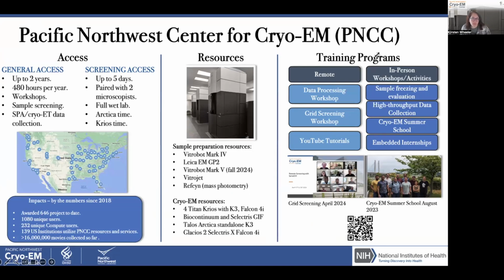We have two proposal types, one of which is our screening access proposal, which allows up to 2 users to come on site for up to 5 days of sample preparation and screening with staff. Then we also have our general access, which is 480 hours of microscope time over 2 years. The time is utilized for screening and data collection. Our screening access is actually aimed specifically at low resource institutions, however. Approved general access proposals are also eligible for training workshops, which cover topics from sample preparation through to data processing.